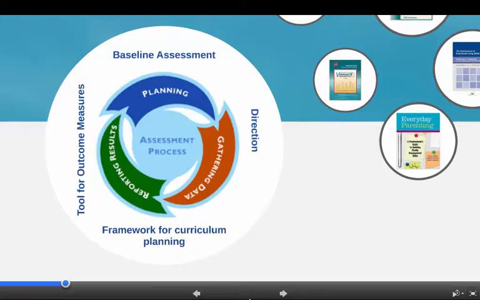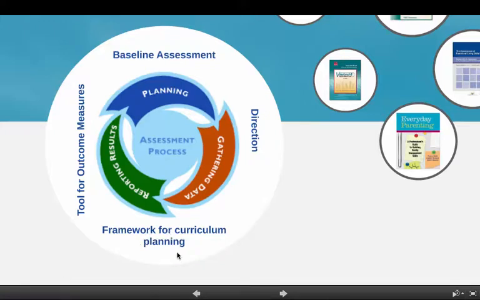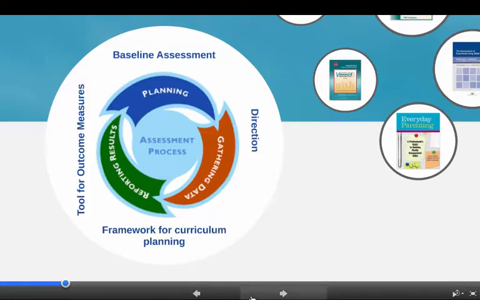So it serves as a baseline, it gives us direction, and then it also serves as a framework for curriculum planning. So our entire curriculum in terms of where we plan on bringing the person, kind of our roadmap, our blueprint is going to be informed by good assessment.